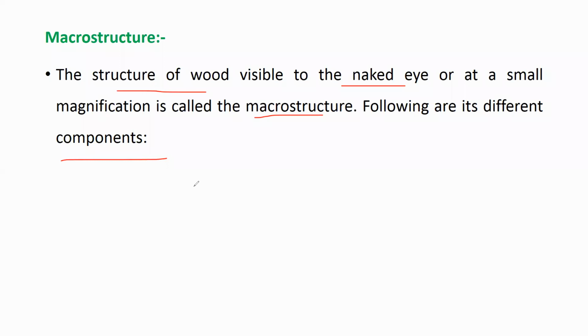So what is macrostructure? Macrostructure of wood is nothing but the components of the wood which are visible by our naked eyes. From our eyes we will be able to see those, by magnification, not micro magnification. It is visible by naked eyes. If you look with some concentration, it will be visible to you. That structure is called macrostructure.